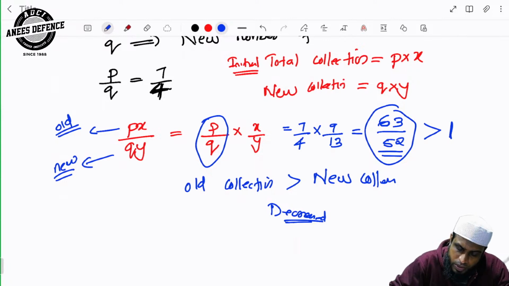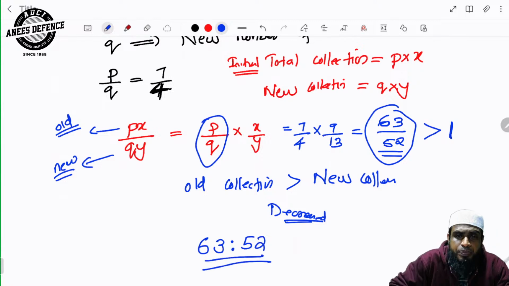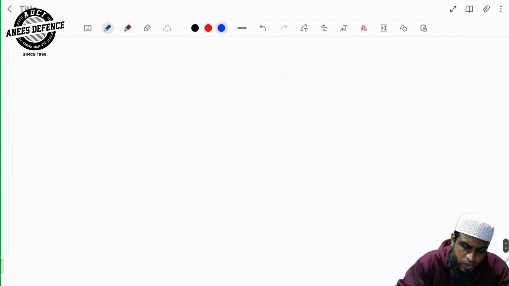So 63, if we are taking the ratio, 63 is to 52 will be the ratio of the two collections. Then next question we will do.